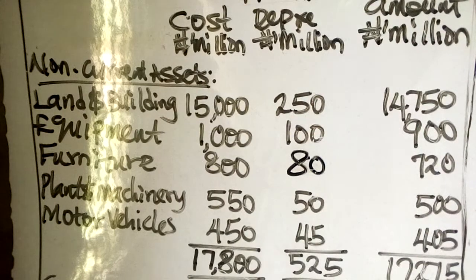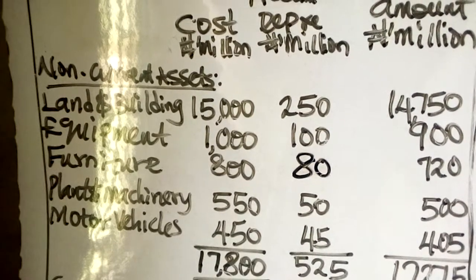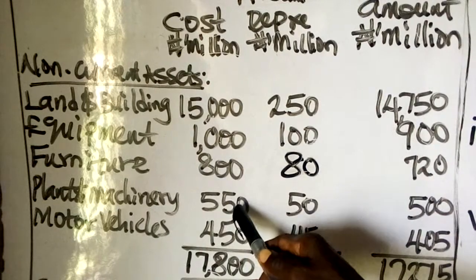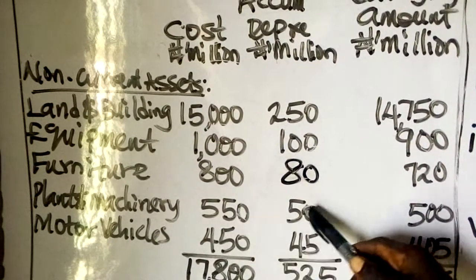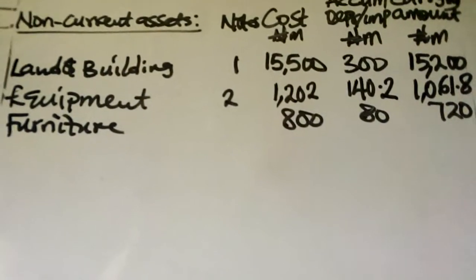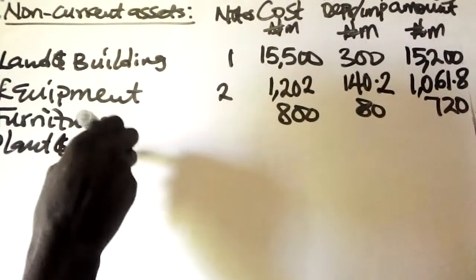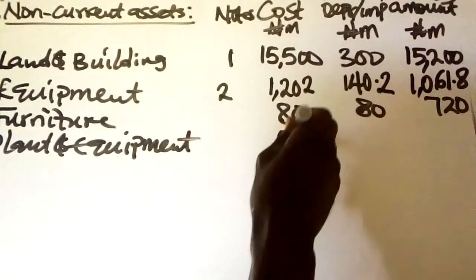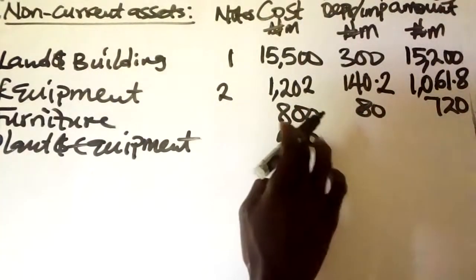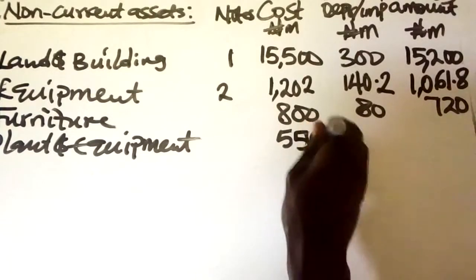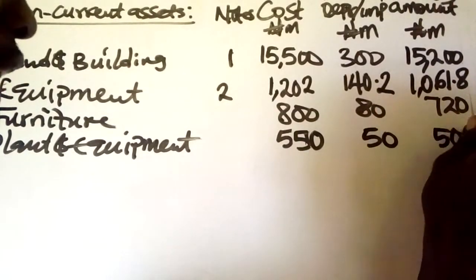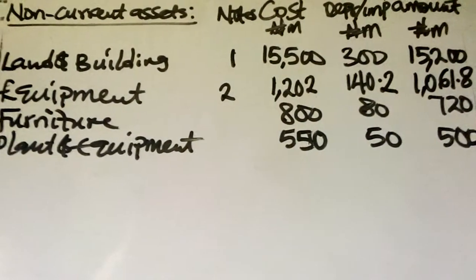After that, the next non-current asset we have is plant and equipment. The cost is 550, accumulated depreciation of 50, and carrying amount of 500. Since plant and equipment has no adjustment too, we write the amount directly: 550, 50, and 500.